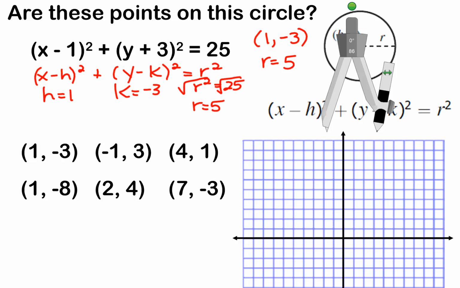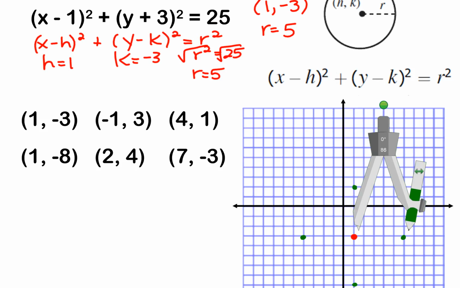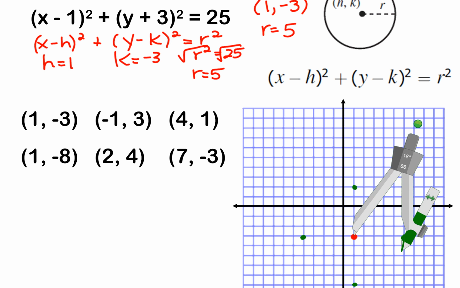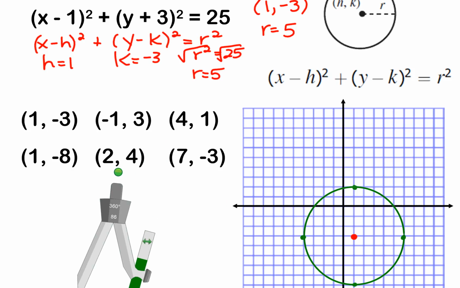So now what I'll do is I'll graph (1, -3), and I'll count out 5 in each direction. And then I'll take my compass, and I'll use that so that I can make a perfect circle all the way around. Then I'll start by graphing each of these points. So I'll work with (1, -3). That puts me right at the center.